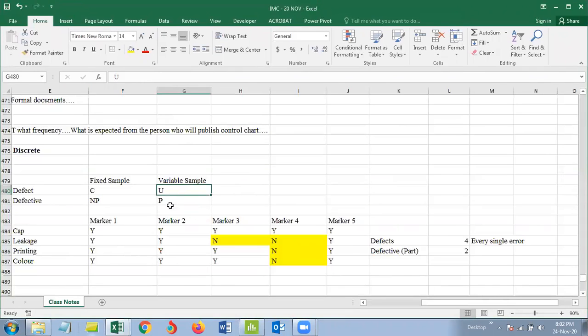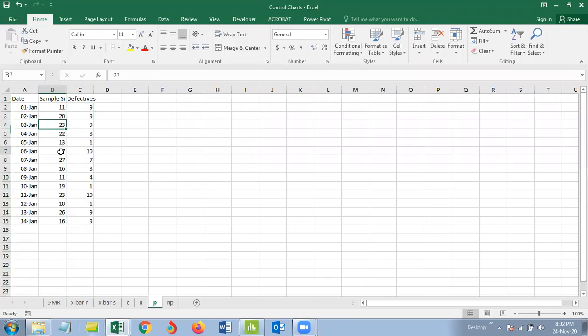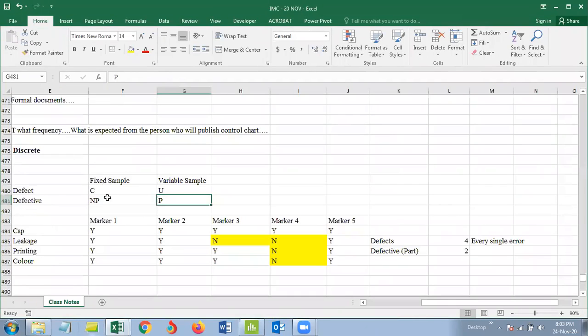Have a look at P chart. You have variable samples, but you're checking how many defective samples we found. So we had 11 samples, 20 samples, 20 is defective, and so on, but we're counting how many defective samples we got. That's what a P chart will be working on. NP chart will be a fixed sample, but we're counting the number of defectives. Fixed samples, but counting the number of defectives. That will be NP chart. That's what we need to understand.